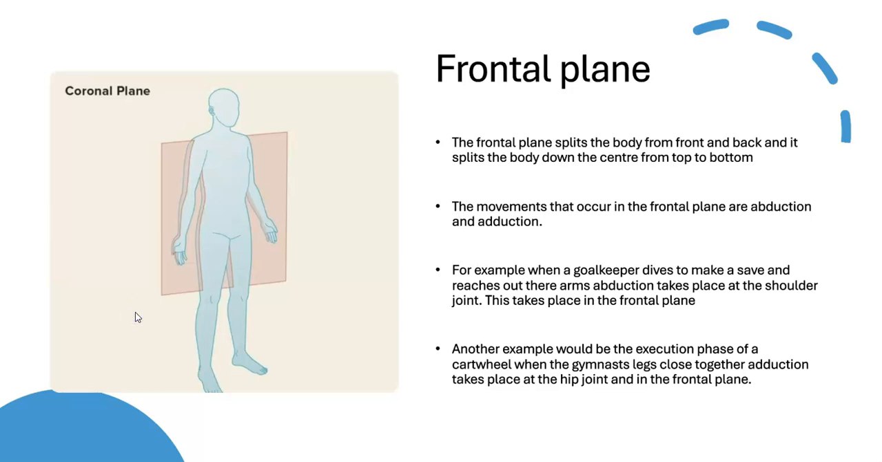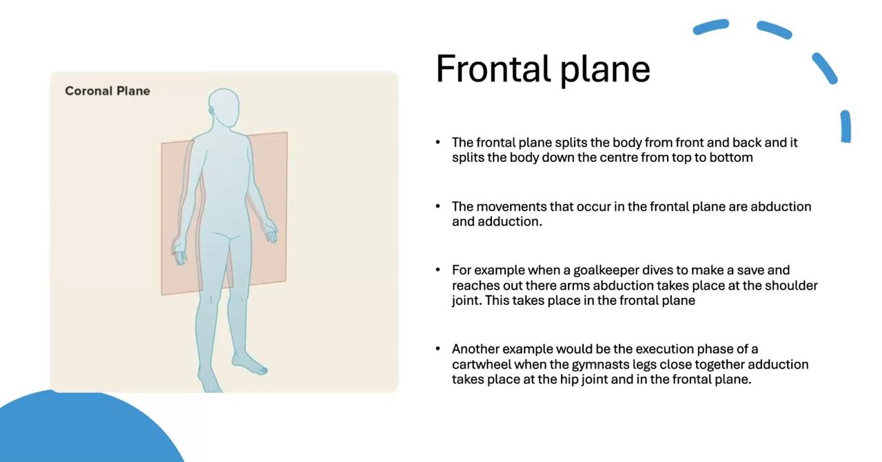Frontal plane. The frontal plane splits the body from front to back. It splits the body down the center from top to bottom. The movements that occur in the frontal plane are adduction and abduction. For example, when a goalkeeper dives to make a save and reaches out, abduction takes place at the shoulder joint. This takes place in the frontal plane.